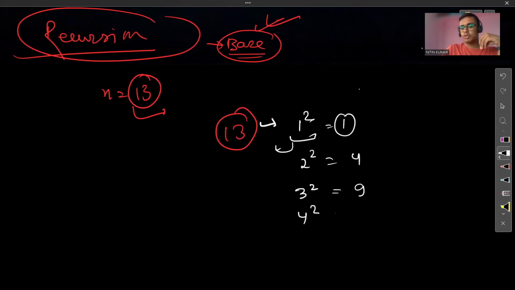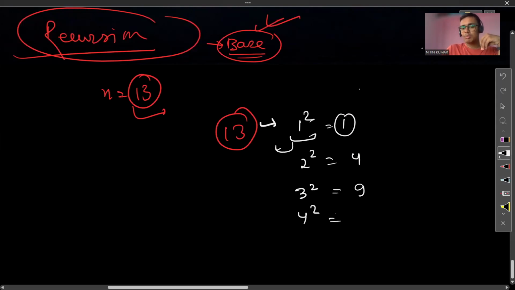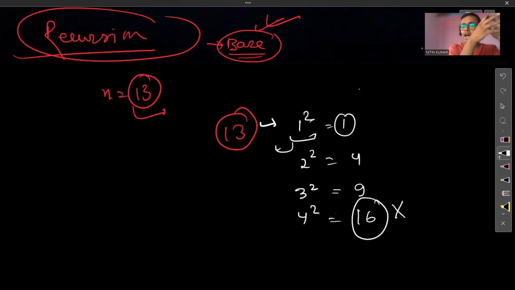But can we use 4 square? No, because 4 square is 16 and its value is actually greater than the value which I want. So how do you get a value which is less than a certain value? We have to add some values to get one value. So we can't add a larger value to get a smaller value, because whenever we add, the value will eventually become larger and larger. So we can't add a larger value to get a smaller one.